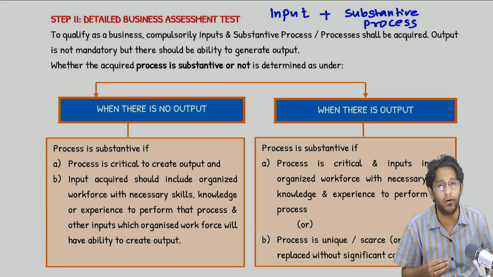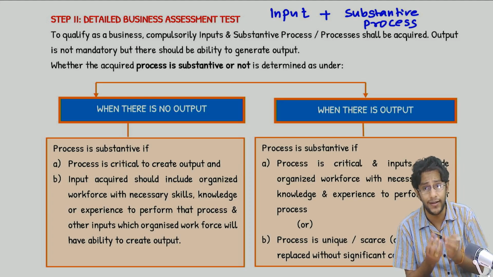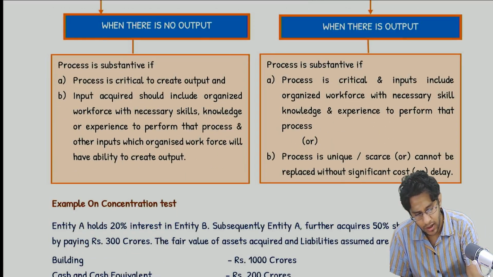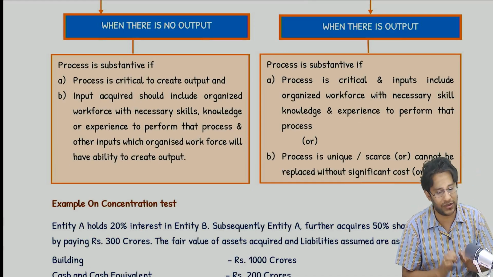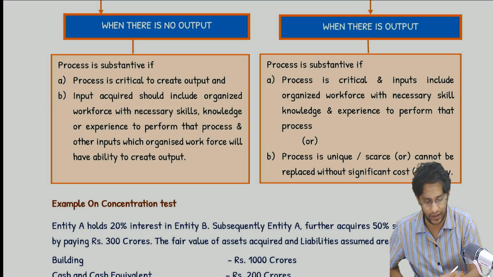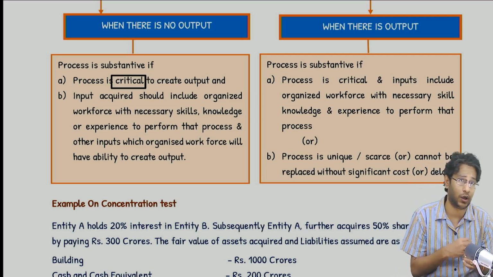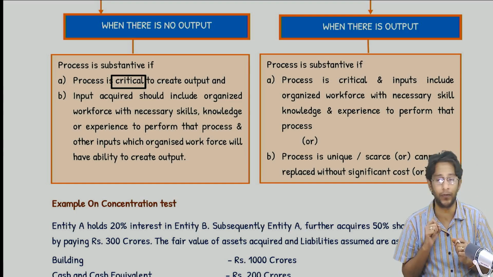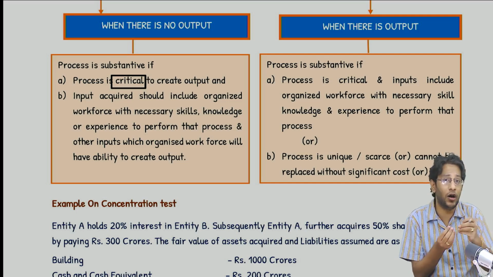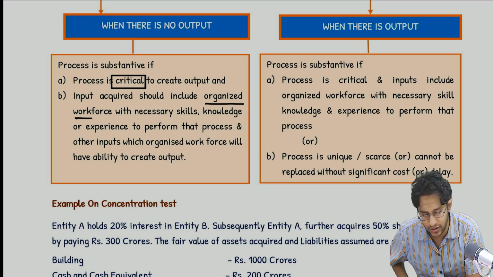Now, they are further explaining whether the processes I have taken are substantive or not substantive. How will we decide? For that, the guidance given in the standard is like this. If the setup what you have acquired is not already generating output, then what you must ensure is that the processes whatever you have taken must be critical to generate output. Today output is not there, but if the processes what you have taken over are not taken over, then creating output is impossible. So that kind of process is what you should be taking over. Not only that, you would have taken over inputs, the assets and all. Along with that, an organized workforce is also required. That means employees with skill, knowledge and experience are required.